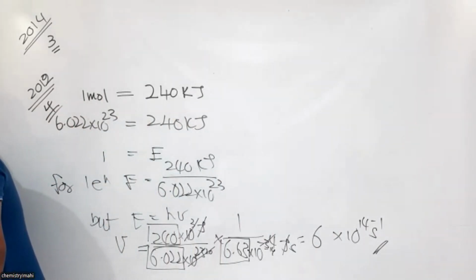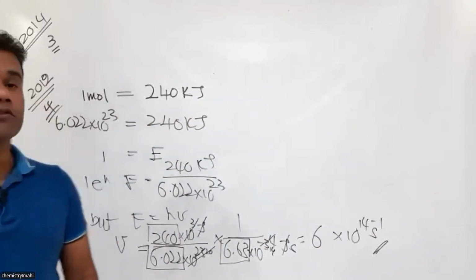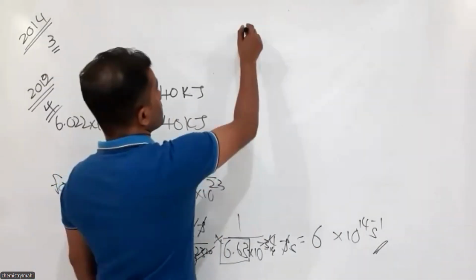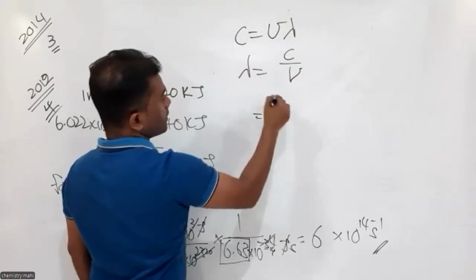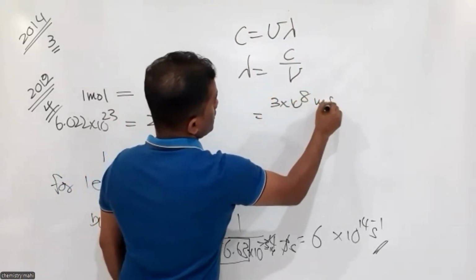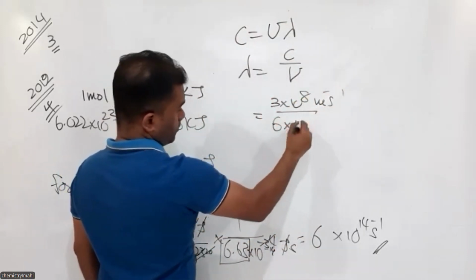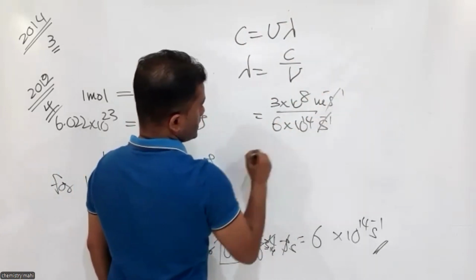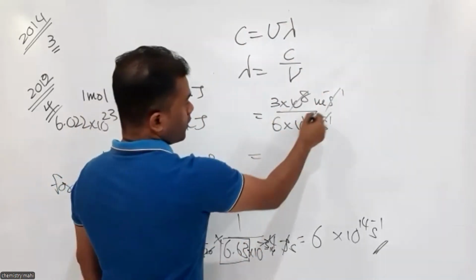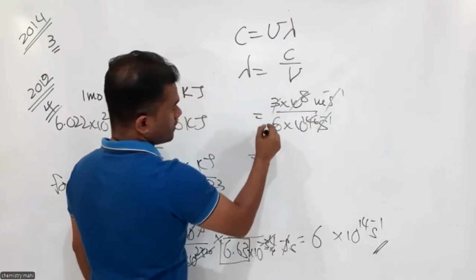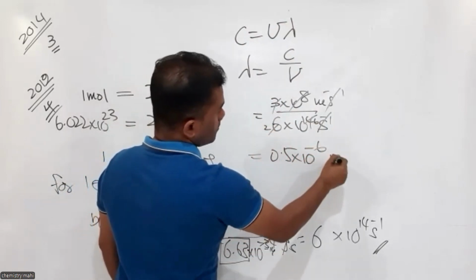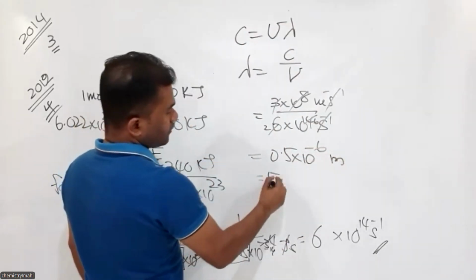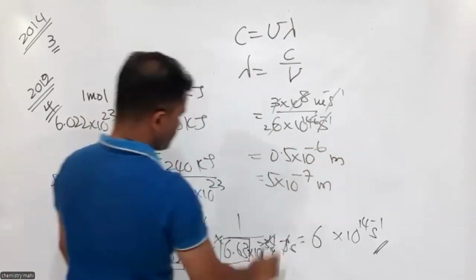2012, it's the fourth answer. Thereafter, they ask the maximum wavelength of light that can produce this. Once the frequency is available, anyone can find the wavelength. The wavelength equals c over mu. c I will take as 3 × 10^8 meter per second. This is 6 × 10^14 per second. The per second cancels. We end up with 3 over 6, which is half, 0.5 × 10^-6 meter, or in other words, 5 × 10^-7 meter.